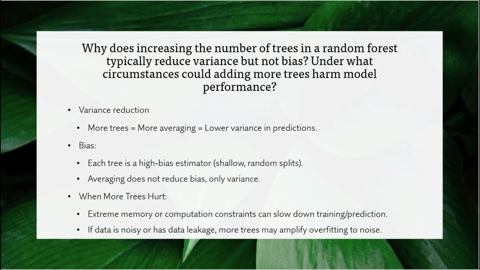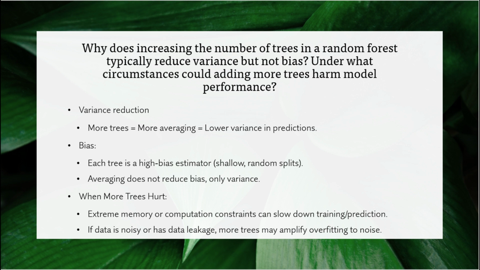Why does increasing the number of trees in a random forest typically reduce variance but not bias? Under what circumstances could adding more trees harm model performance? Variance reduction: more trees leads to more averaging, which leads to lower variance in predictions. Bias: each tree is a high bias estimator, with shallow depth and random splits. Averaging does not reduce bias, only variance.